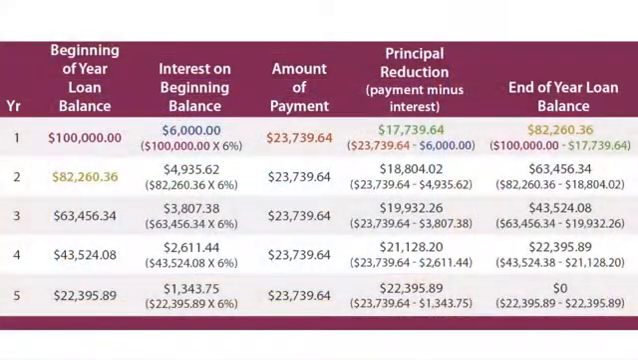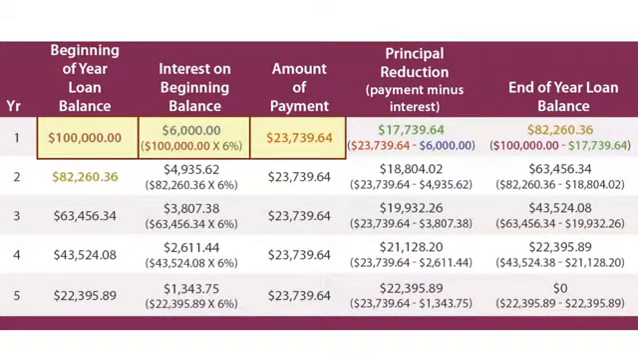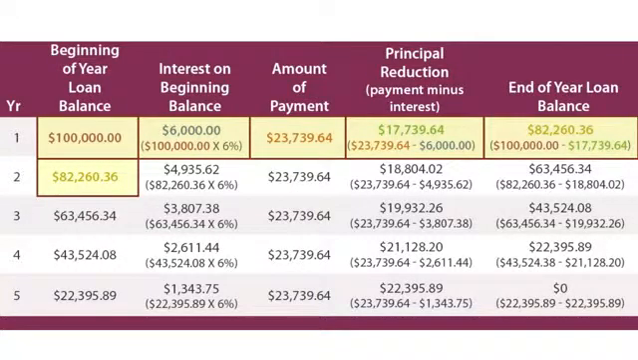So here I have the loan amortization table. I start out at the beginning of year one with the $100,000 loan. It's a 6% loan, so for the first year, $6,000 of interest accumulates. When I make my $23,739 payment that we calculated a moment ago, the first $6,000 goes toward interest, and the other $17,739 serves as a reduction of principal, so that the $100,000 principal is reduced to $82,260, which is the beginning balance for the next year.